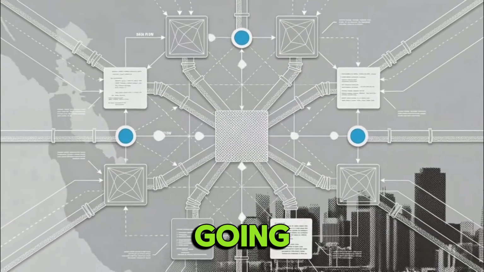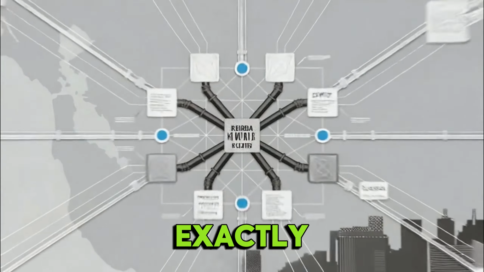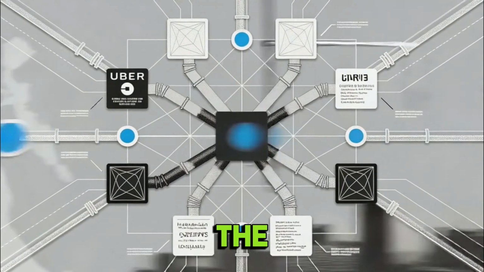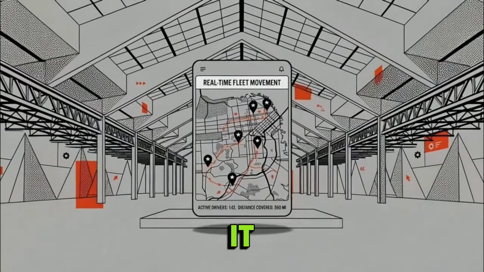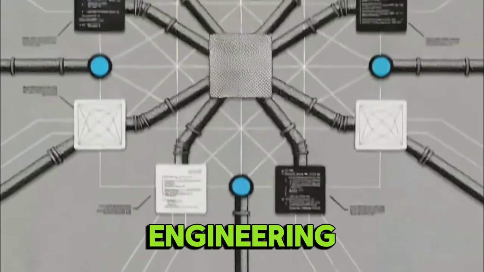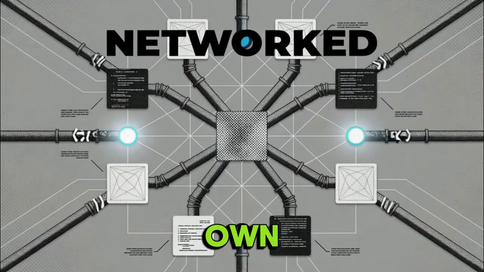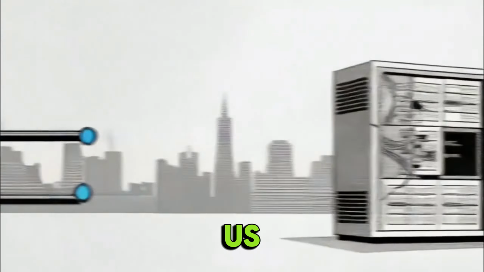Today, we are going to reverse engineer exactly how Uber built that system. The event-driven architecture powering it, the Kafka pipelines behind it, the real-time location streaming making it possible, and the engineering lessons you can take directly into your own distributed systems work. Let us get into it.